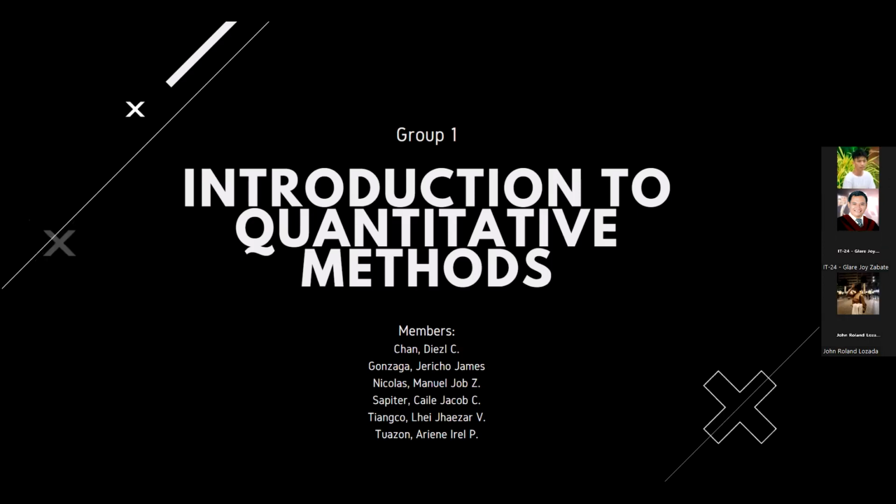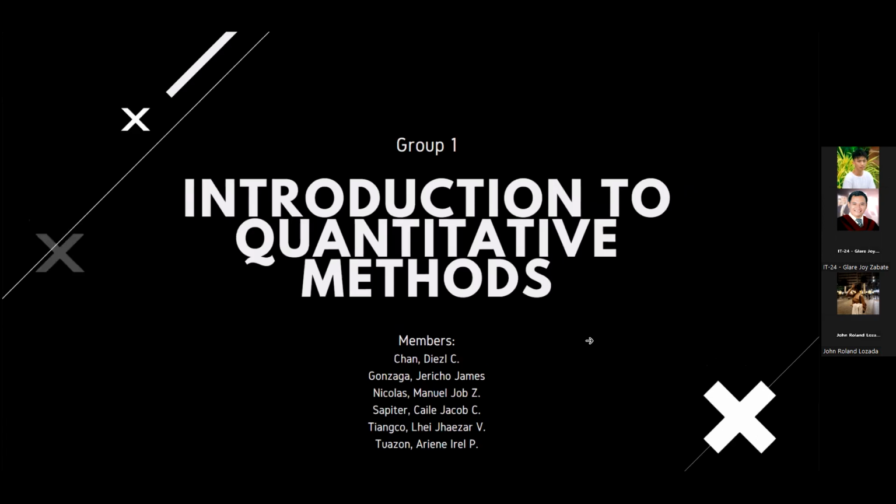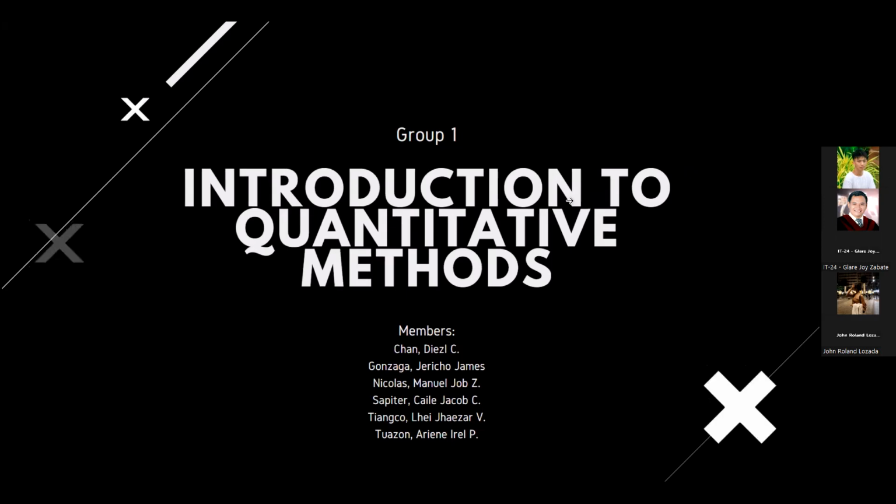Good afternoon, everyone. We are Group 1 and we are here to tackle the introduction to quantitative methods. Here are our members: Chan Diesel, Gonzaga Jericho James, Nicolas Manuel Job, Sapiter Jacob, Shankole Jaysar, Tuasa Nairin.